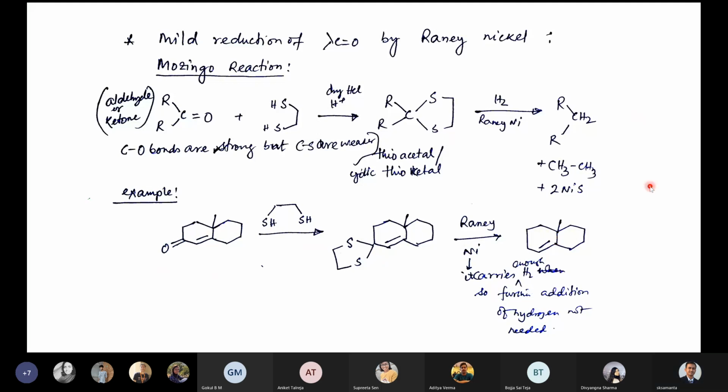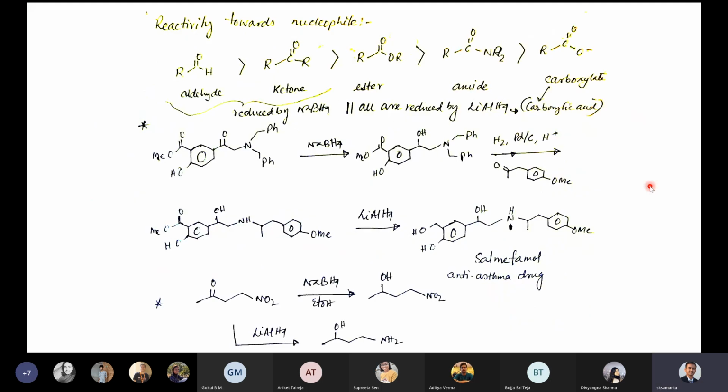Okay. So these are some of the metal based or hydrogen based reduction reactions. So up to this much everything is fine, understood, clear?